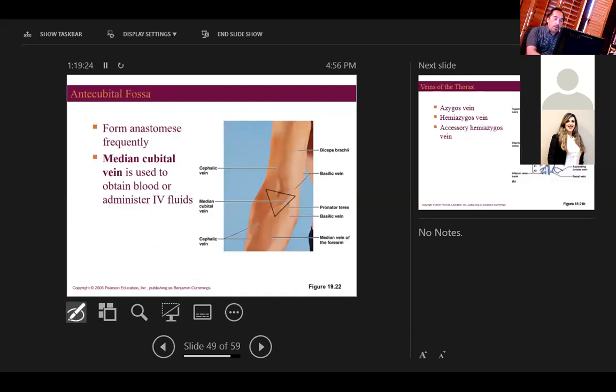Okay, so these are your cephalic vein, basilic vein, and the median cubital vein, and the median vein of the arm. Okay, so make sure you know where those veins are because you're going to be actually doing the IV insertion, and these are the veins that you're going to utilize.